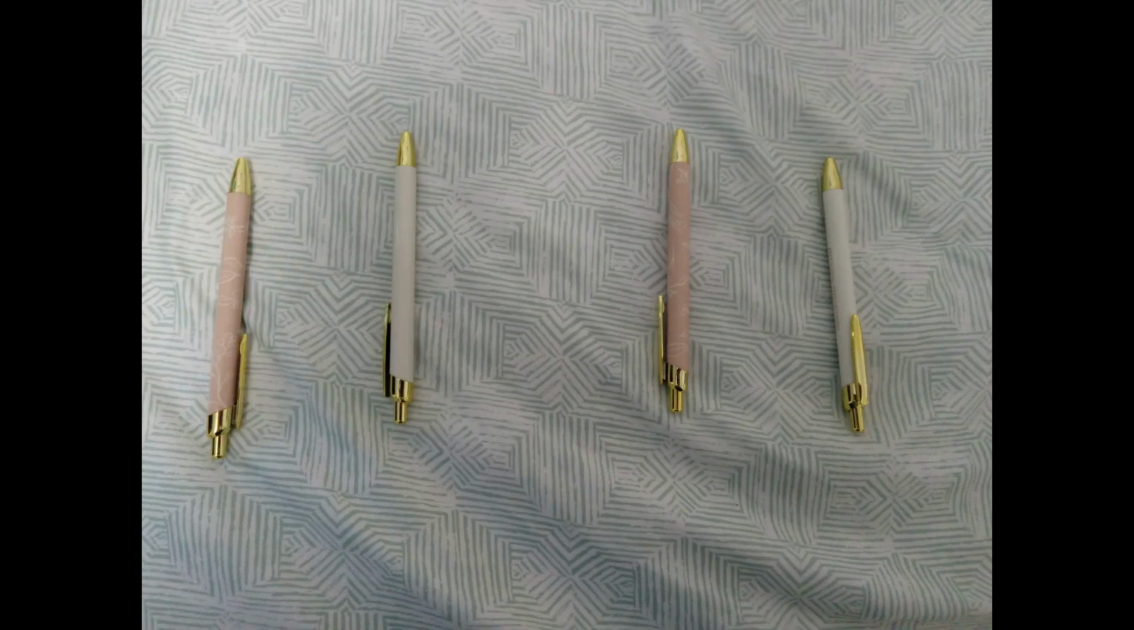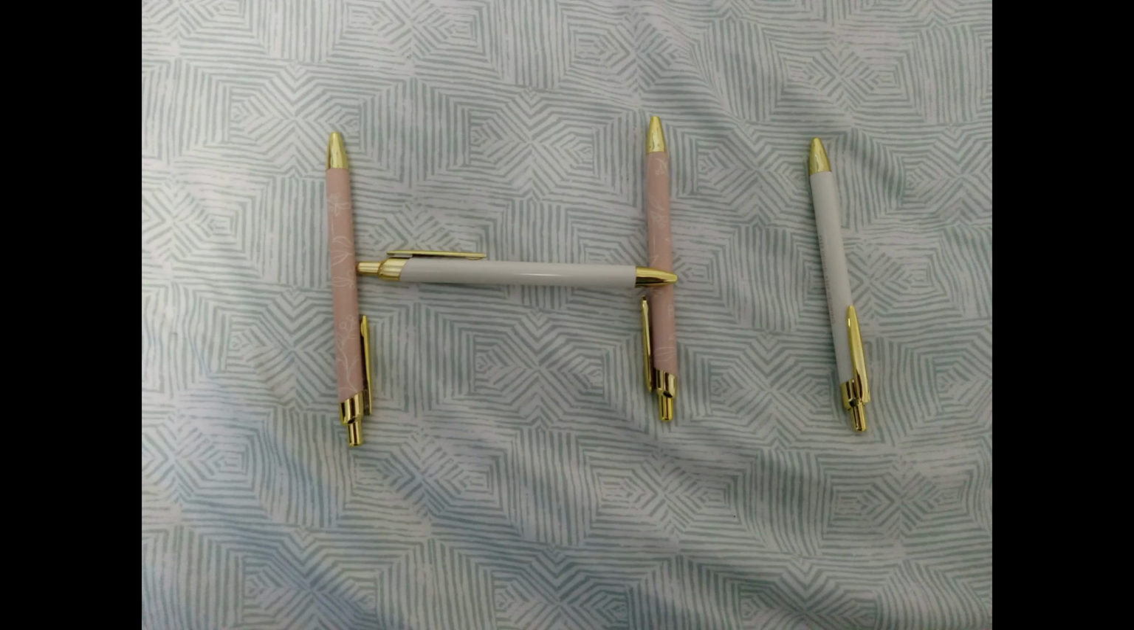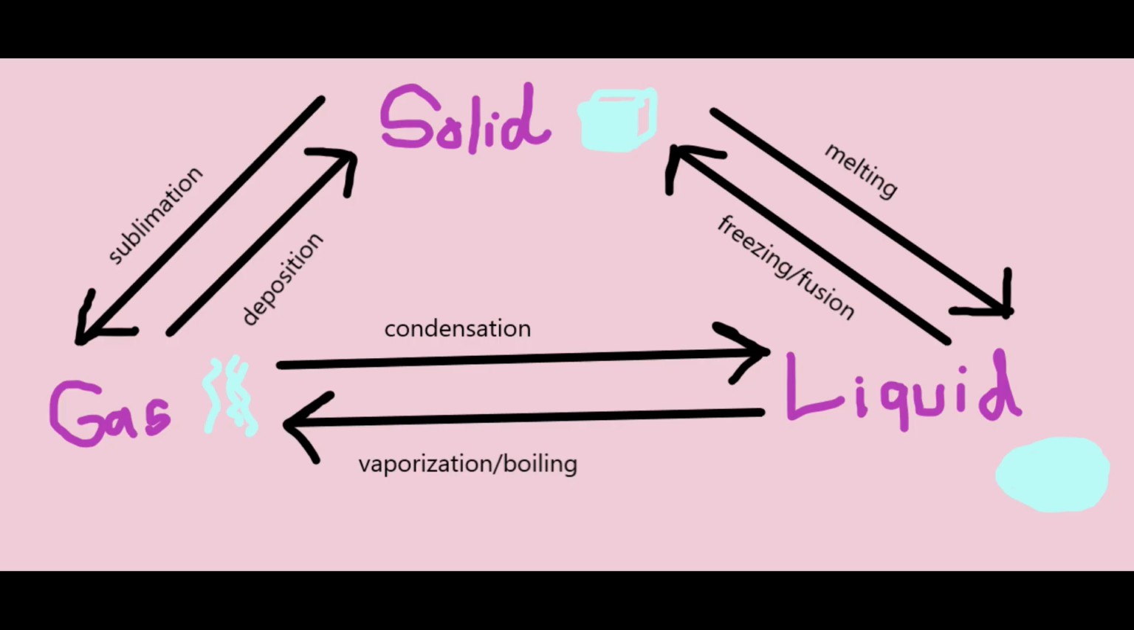My pen at room temperature is a solid. The changing of the states of matter is called phase changes. This triangle helps illustrate this.